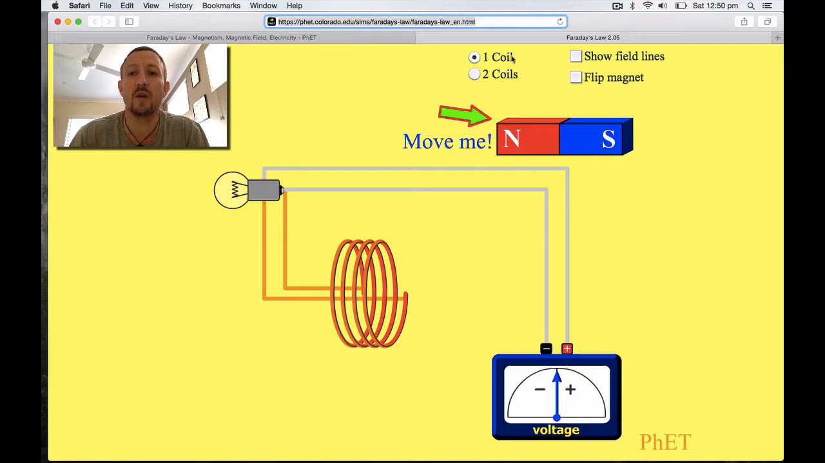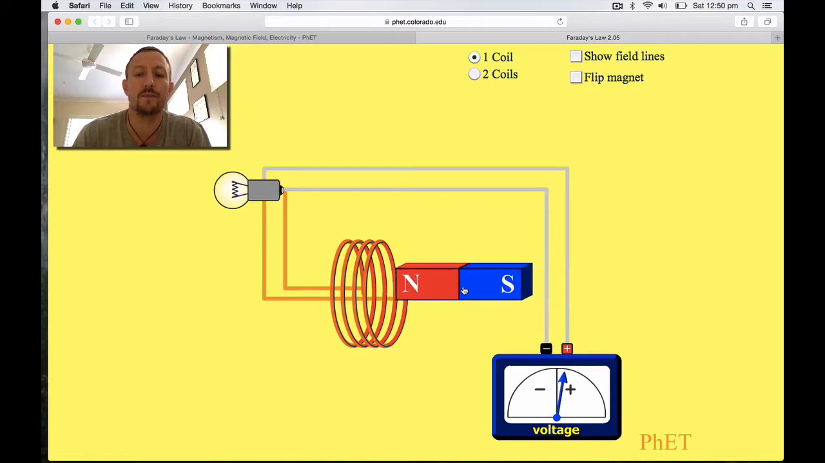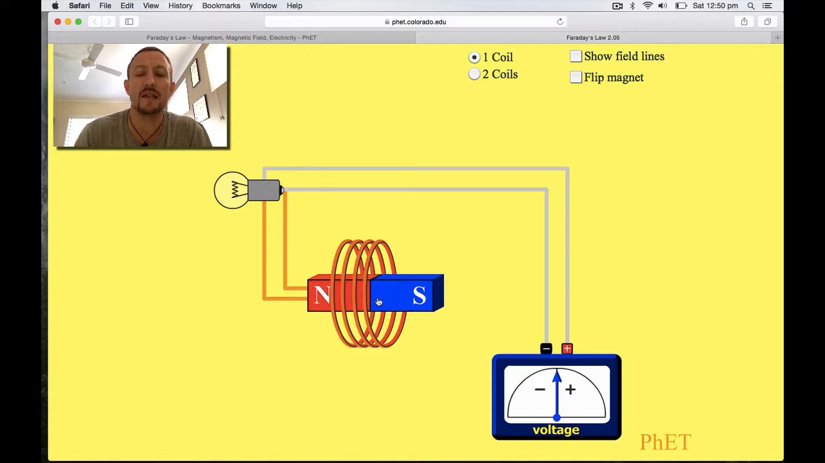Now I'm only going to use one coil in this case. What I've got is a coil, which is linked to a bulb, and it's also linked to a voltmeter. So I will take my magnet and slowly pass it through the coil. And you can see the needle of the voltmeter changing.